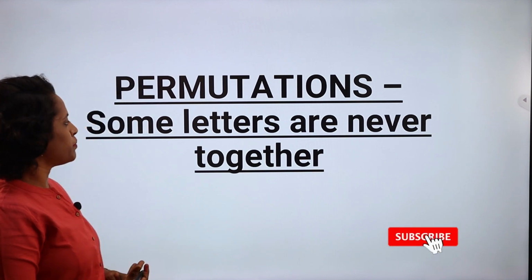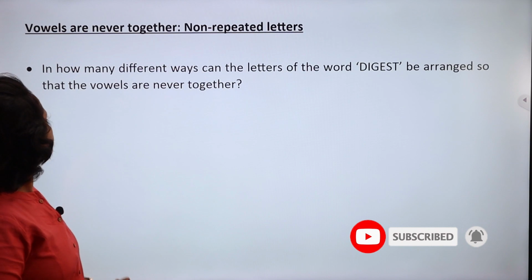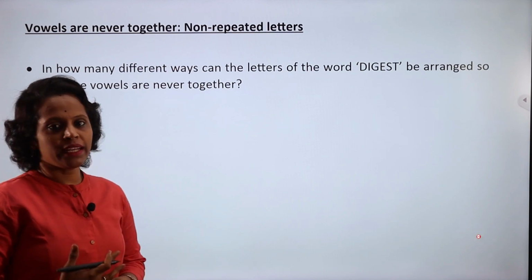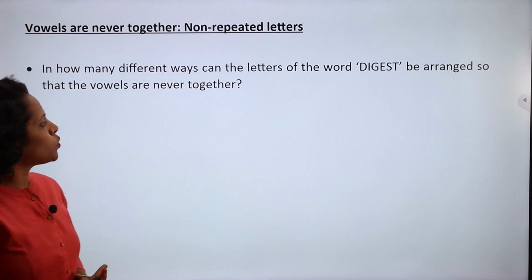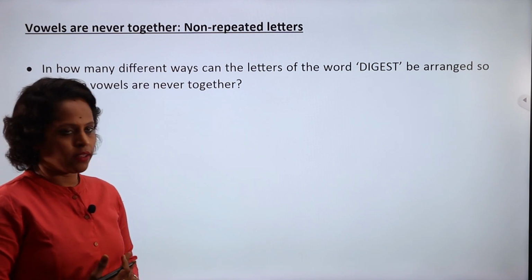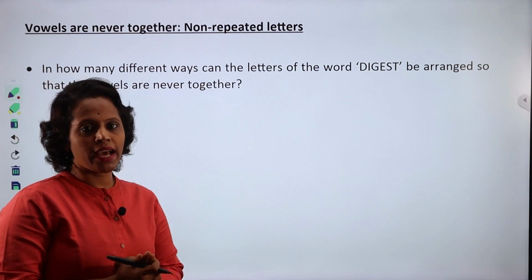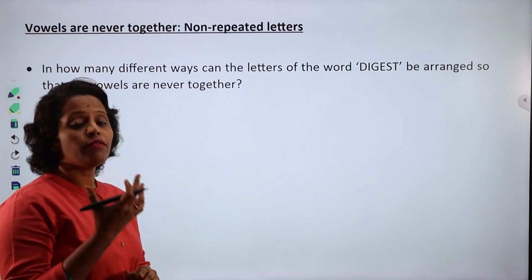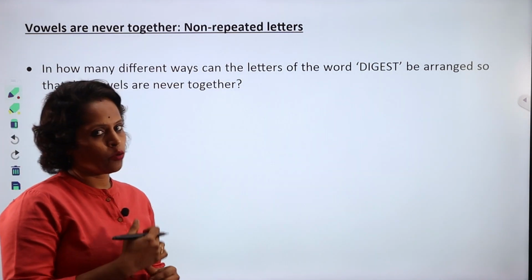Our topic is permutations: some letters are never together. In how many different ways can the letters of the word DIGEST be arranged so that the vowels are never together? As we have seen in the earlier video, we have done the cases wherein the vowels are together. In this case, the vowels are never together.